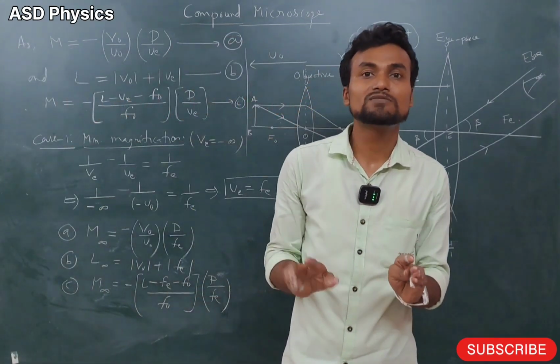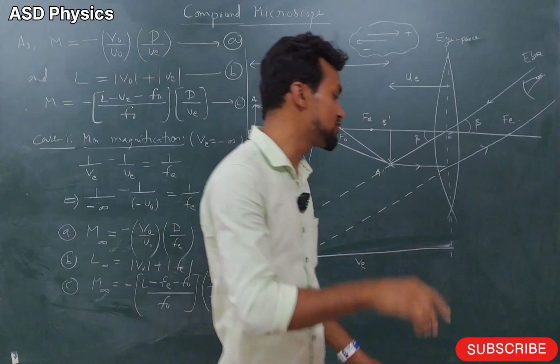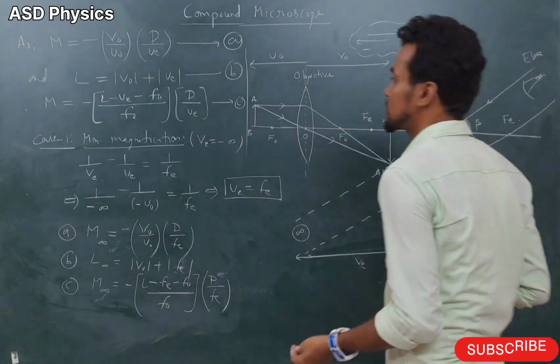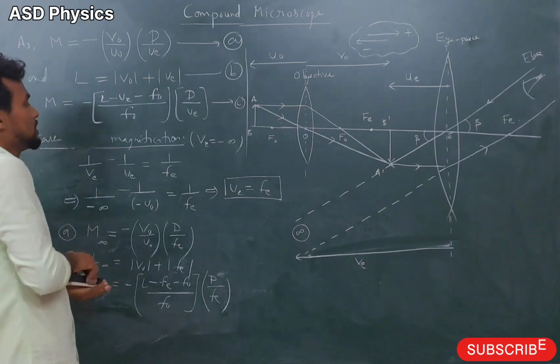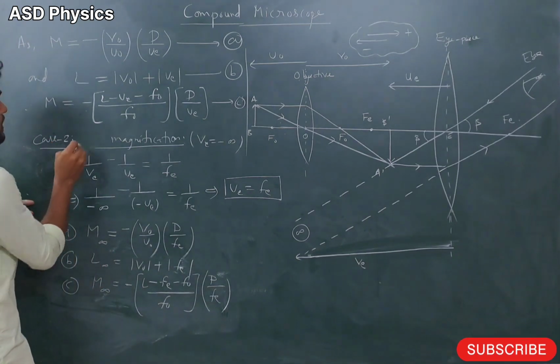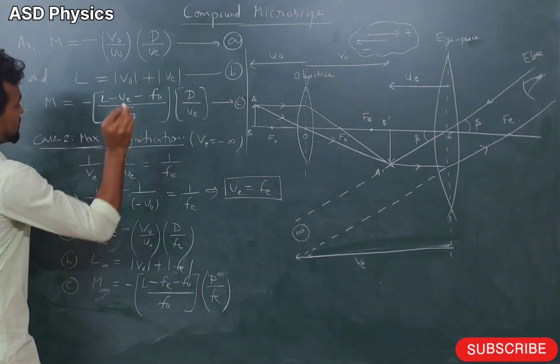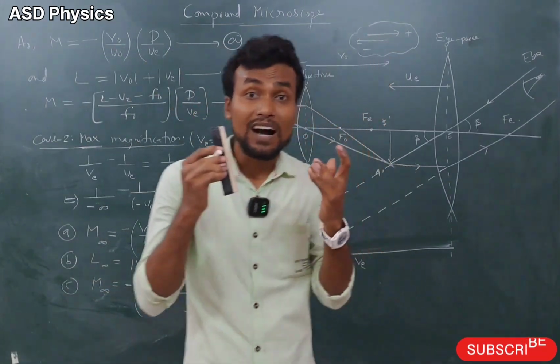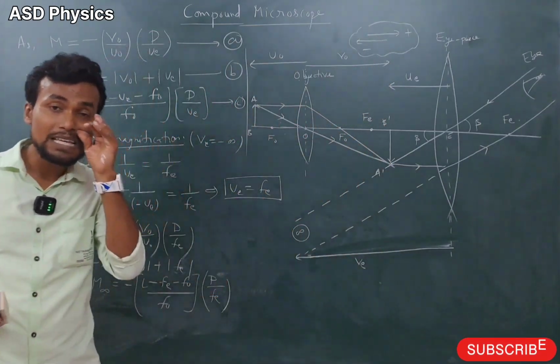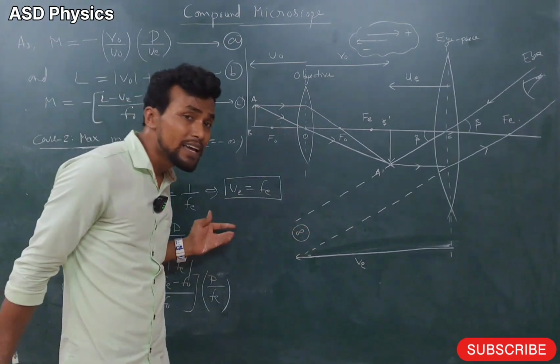After that we will see case number 2 also. It will not take that much time. So here we will see case 2, very easy, that is called the maximum magnification. In case of maximum magnification, the eyes will be strained and the final image will form at the distance capital D.